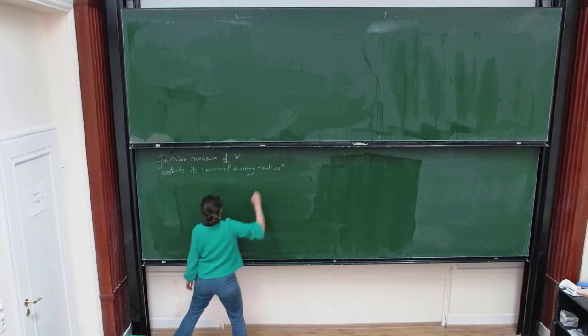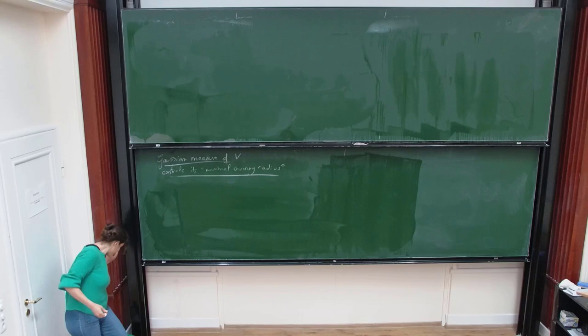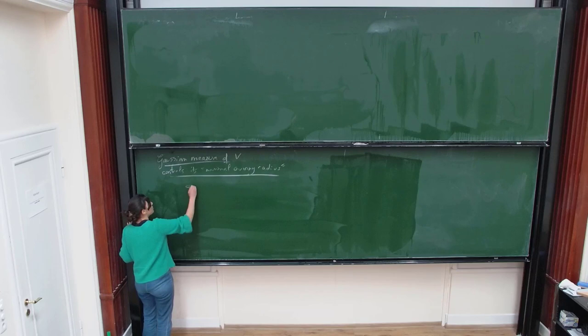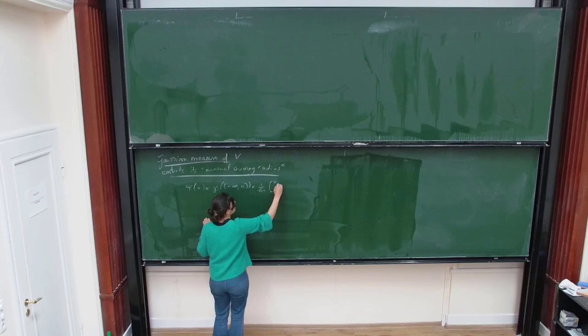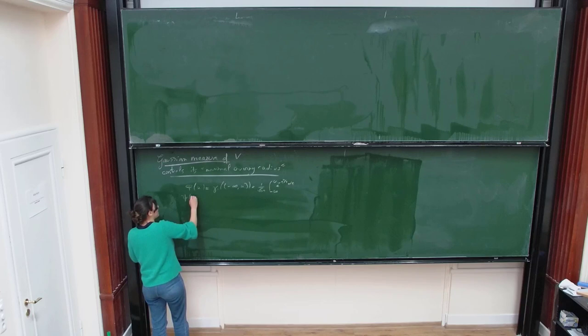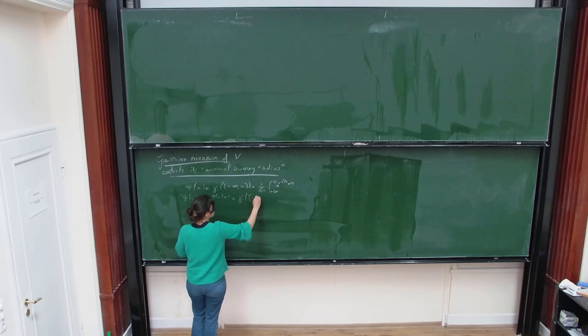Before starting anything, I want to give you two or three notations that I'll be using. Phi is the half function, so it's the Gaussian measure of this interval. And psi is 2 phi minus 1.